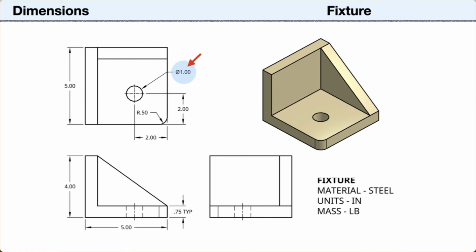The hole has a diameter of 1 inch. The hole location is 2 inches from the front edge and 2 inches from the right side edge. The corner fillet has a radius of 0.5 inches. It's noted that the material is steel, and the mass units are set to pounds.